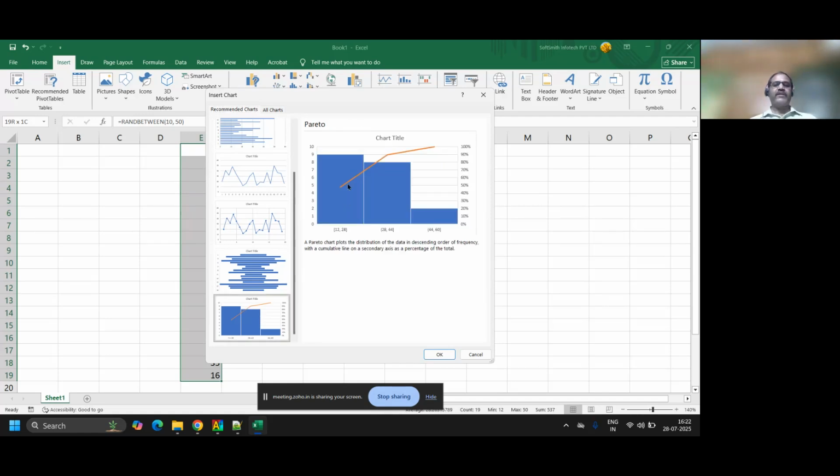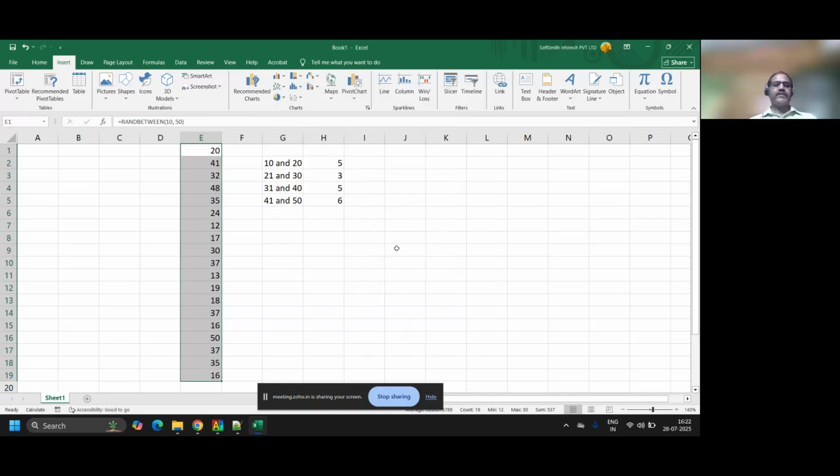Between 12 and 28, these many items. Between 28 and 44, these many items. Between 44 and 60, these many items. Excel automatically recommends. Here, what we try to do is drawing a chart based on the values. The histogram is also a bar. But the big thing is, you are saying 10 and 20, the intervals. This is called equal interval histograms: between 10 and 20, 21 and 30, 31 and 40, 41 and 50.